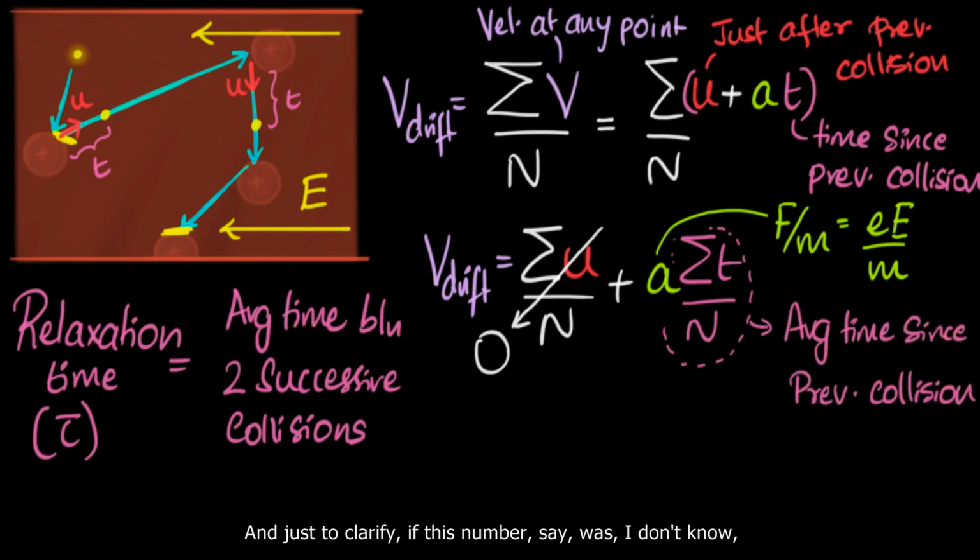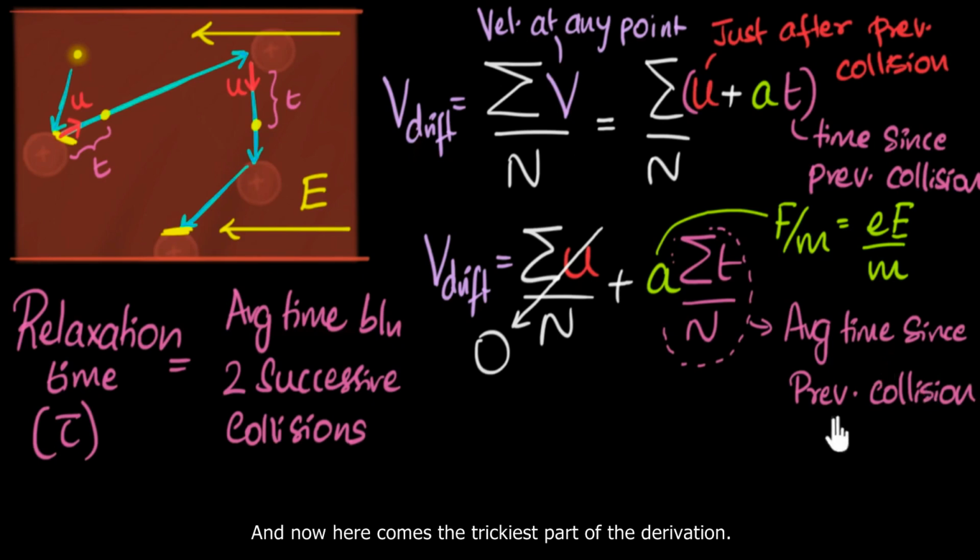And just to clarify, if this number was, I don't know, 2 minutes as an example, then what that means is if you were to take an electron at different times and ask it, hey, electron, how long has it been since your last collision? The average answer that it gives will be 2 minutes. In some cases, it would have gone for 4 minutes without a collision. In some cases, 3 minutes. Some cases, it might have gone 10 minutes without a collision, rare cases. But if you add up all of that, then that will be your average time since the previous collision.